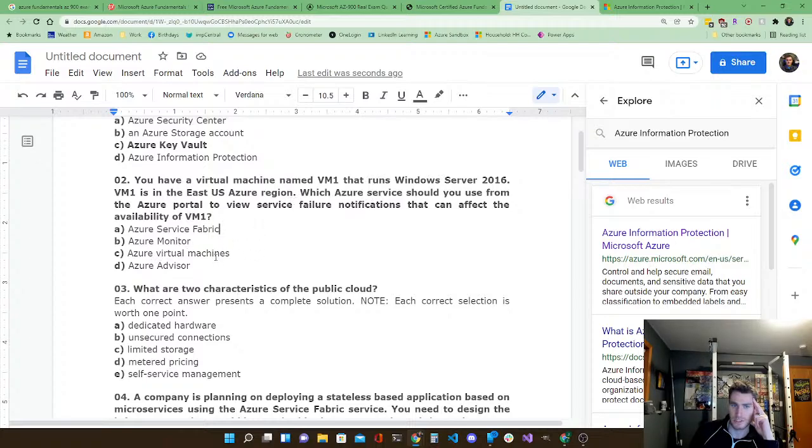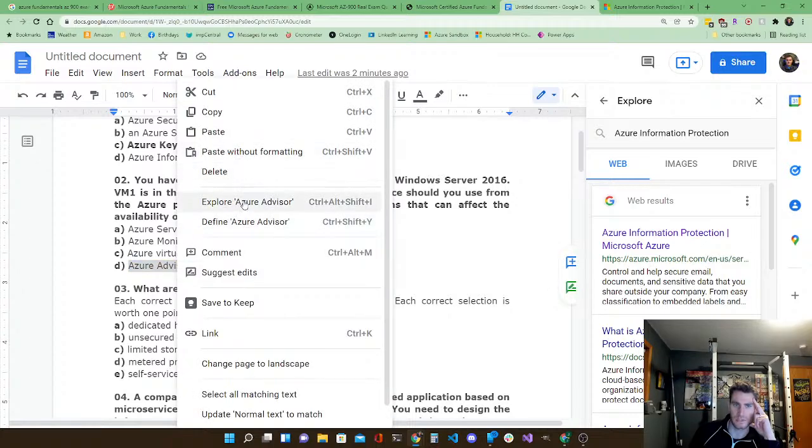Virtual machines. I mean, that's just the service for setting up the virtual machines. Use service failure. This really sounds more like outages or something. Like cloud outages. So Azure Advisor, I'm trying to remember what that is.